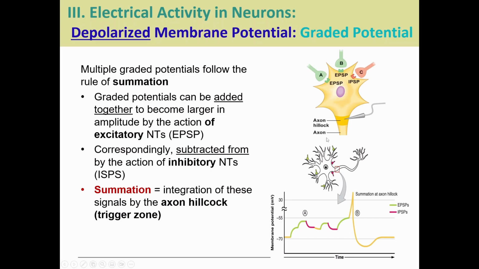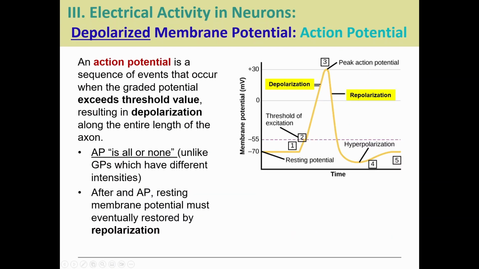But this is what we're looking at, summation. Looking at all the signals coming in, some are going to be excitatory, some are going to be inhibitory. Do the excitatories outnumber the inhibitories so much so that we pass the threshold? If we pass the threshold, we then can conduct an action potential. So this is when the graded potential has passed the threshold value, we get depolarization along the entire axon.